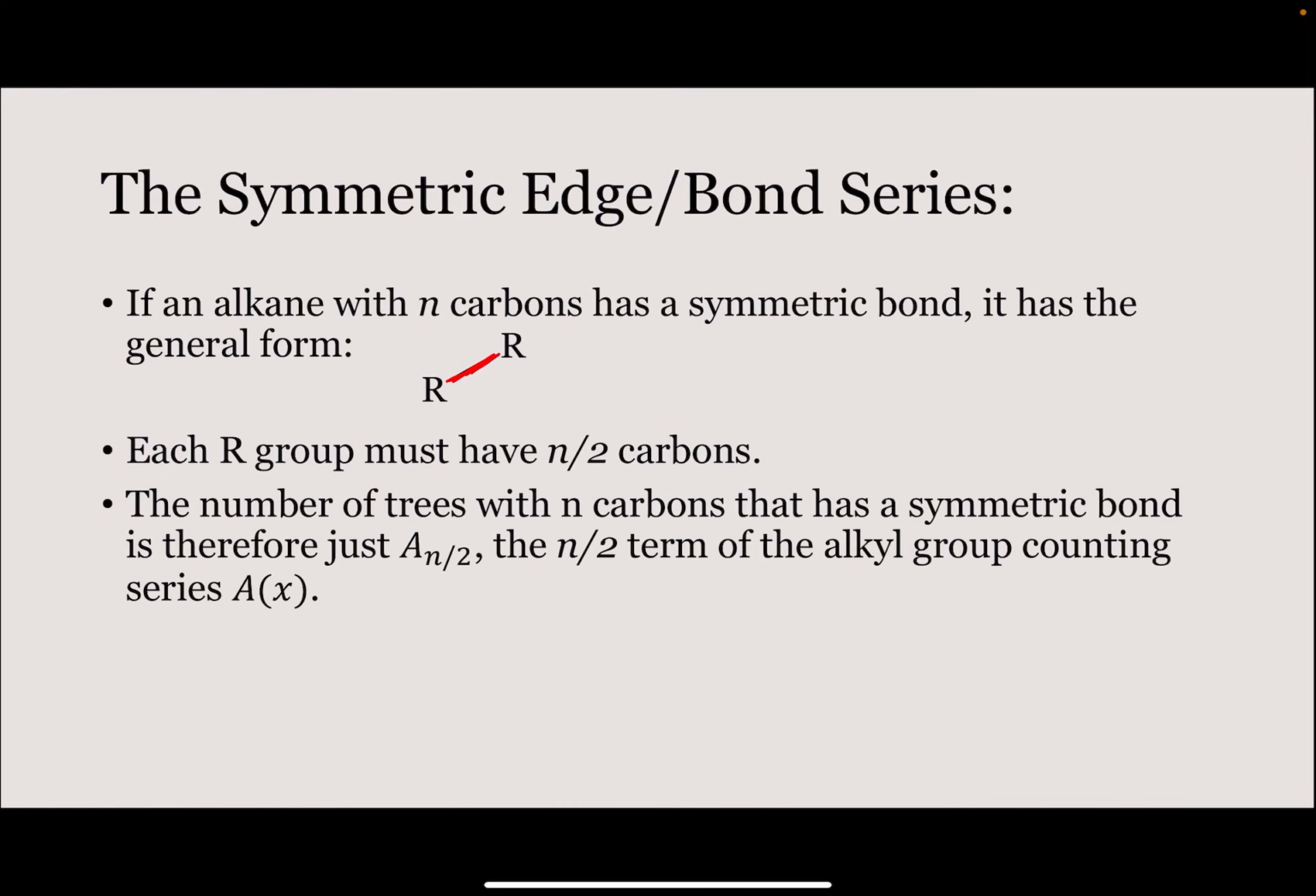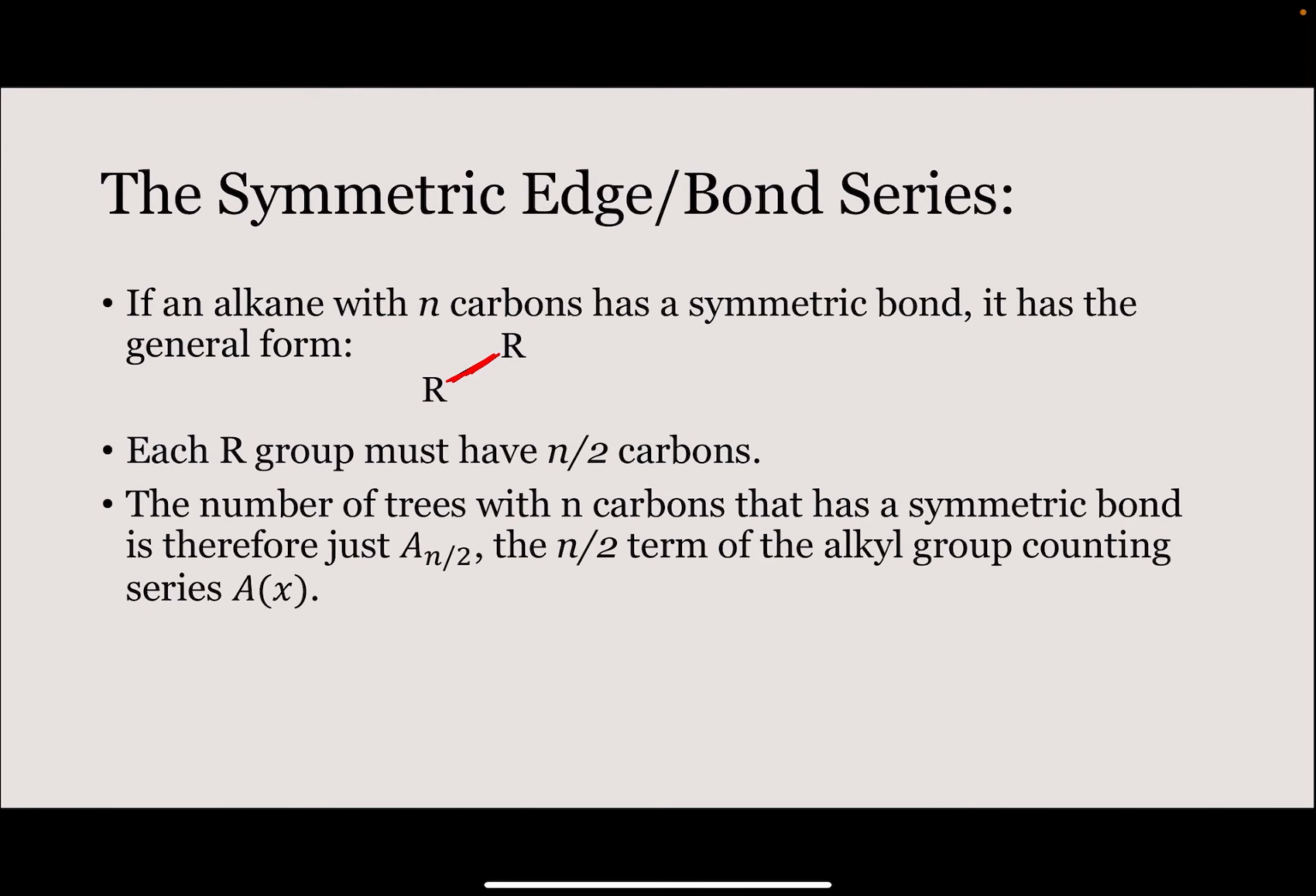Because all that we're doing here is essentially taking the alkyl groups that have n over 2 carbons. We take those two alkyl groups and put them together, and that's going to be exactly an alkane with n carbons and a symmetric bond, where we bring the two bonding sites together and form an alkane.